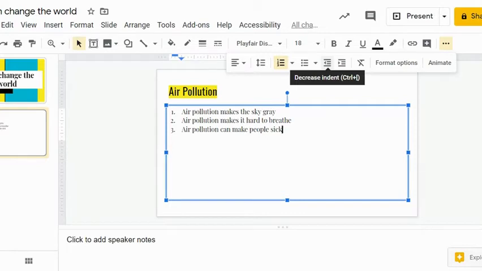That is what you need to do for today. You need to select up here what you want to work on. What big problem are you seeing? And then you just want to come up with 3 reasons that it isn't good. So for me, when I think about air pollution, I know that air pollution makes the sky gray. I know that air pollution makes it hard to breathe. And I know that air pollution can make people sick. That's got to change. I am going to be thinking about how I can change it.